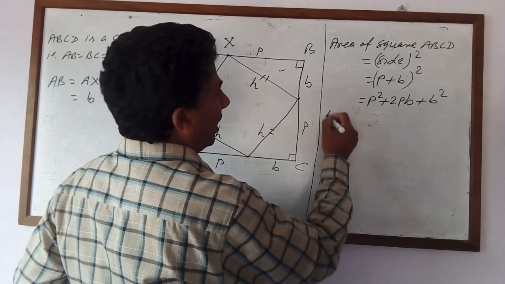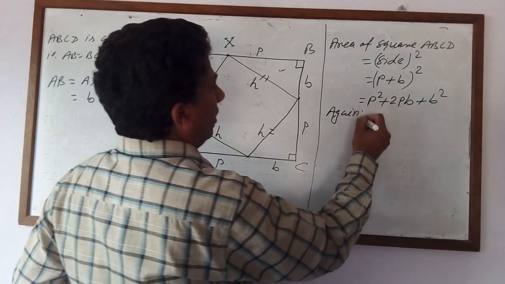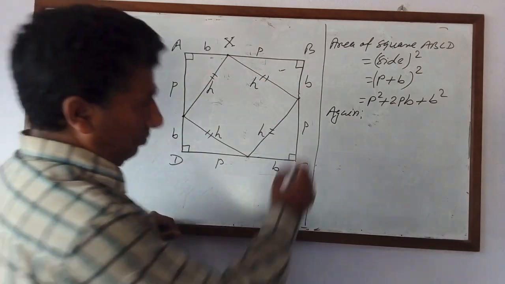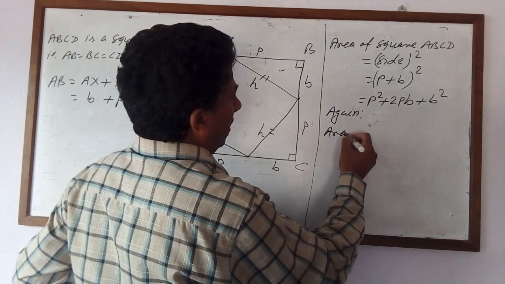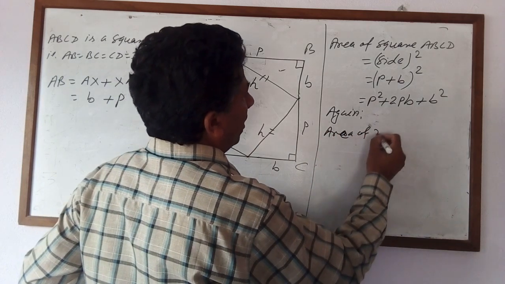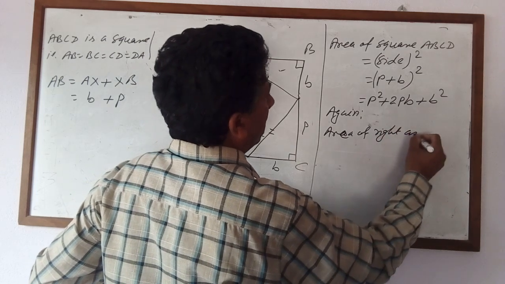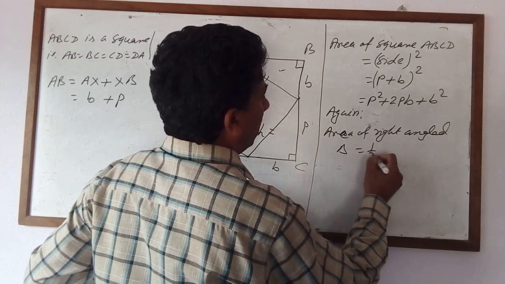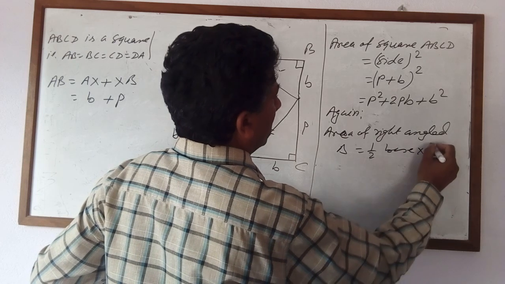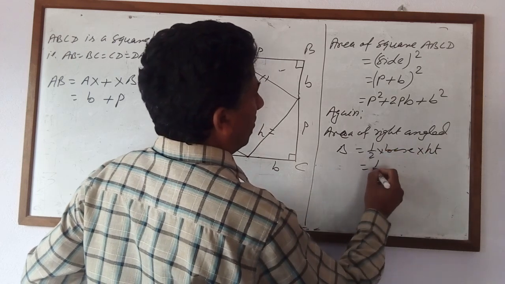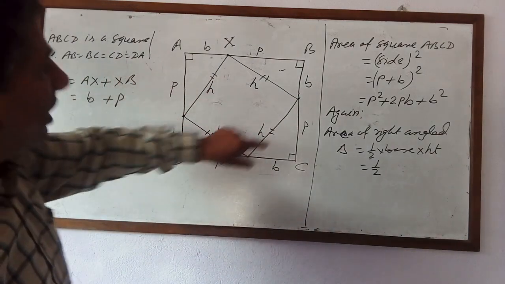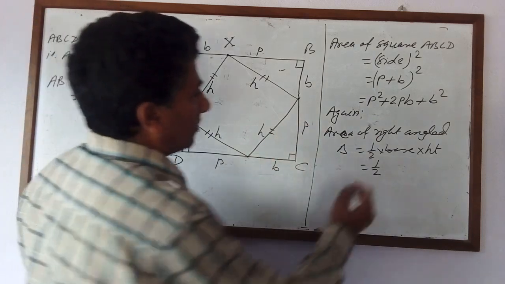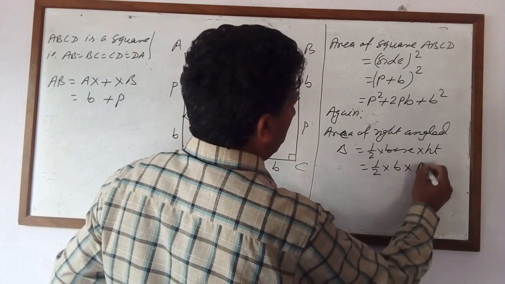Again, what can we do? Inside this there are 4 right angle triangles, they have the same area. First of all, the area of a right angle triangle is half base times height. Now you can take any, let's take this one. Base is this B, height is this P. That's why the area of this triangle is half B times P.